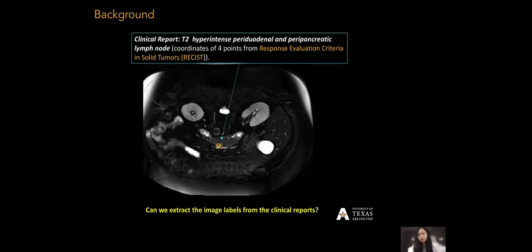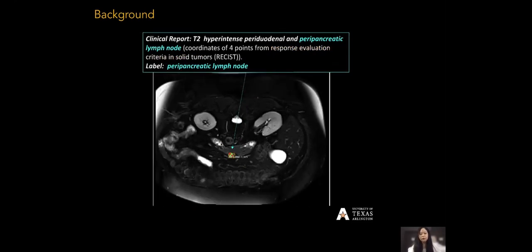So our idea is how we can extract the image labels from the clinical reports. Firstly, we will focus on a small dataset which only focuses on lymph node detection. For example, this is the report, and this is the label we extracted. This label describes the different subtypes of the lymph node relevant to this image. Besides that, we also have these 4 points. We can also generate this mask based on the location of the 4 points by using GrabCut.